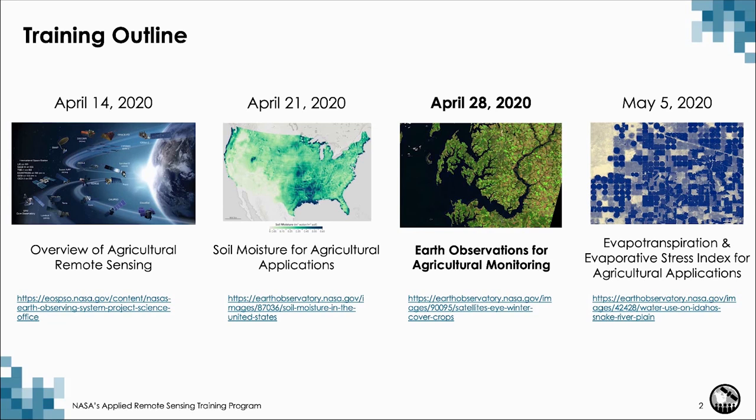In part 2 of the webinar series, we focused on soil moisture using NASA satellite observations and modeled products that provide critical information for drought monitoring, agricultural monitoring, and crop forecasting. Both the SMAP mission and land data assimilation systems were covered.